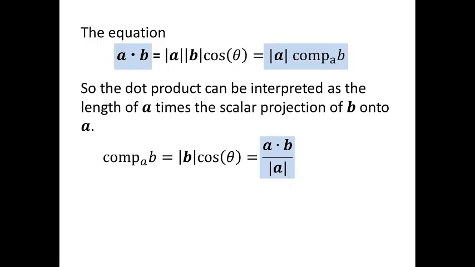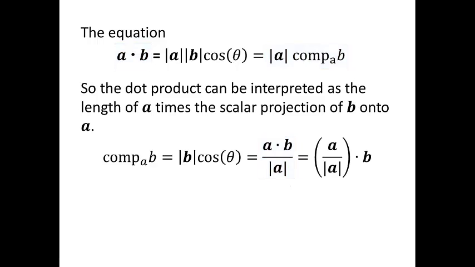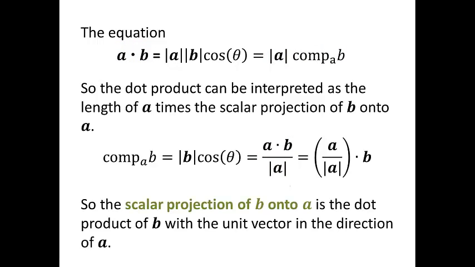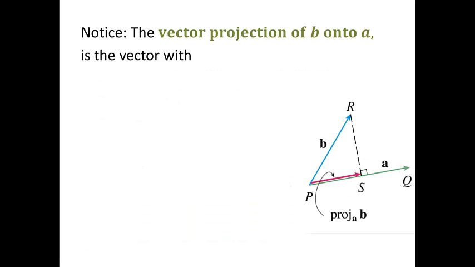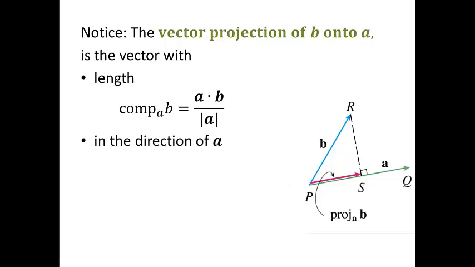Then we can write the scalar projection of B onto A as the dot product of A and B divided by the length of A. Or, regrouping, we have that the scalar projection of B onto A is the dot product of B with the unit vector in the direction of A. Let's summarize what we know about the vector projection of B onto A. We found that it's the vector with length equal to the scalar projection and in the direction of A.